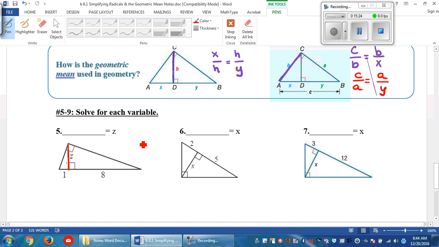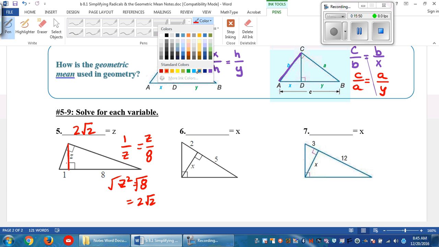So z is the geometric means. So that goes here and here. The small triangle is a 1 and an 8. You multiply it. You get z squared is equal to 8. Root it. You get 2 root 2 for z.